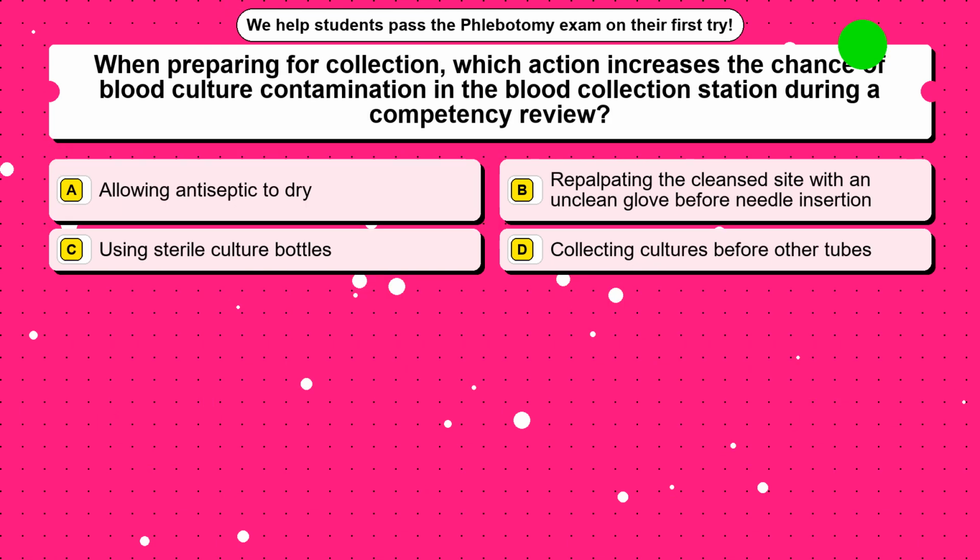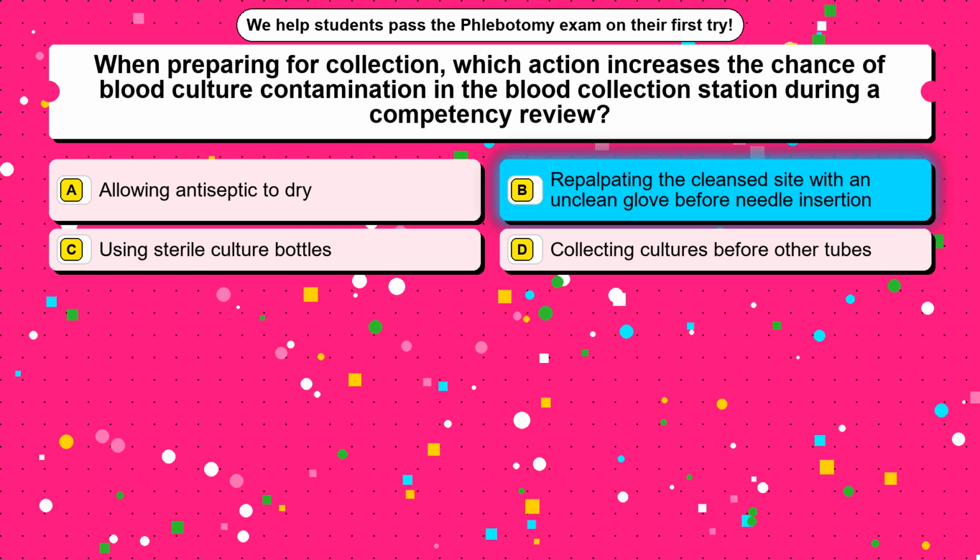Question 84. When preparing for collection, which action increases the chance of blood culture contamination in the blood collection station during a competency review? Option A. Allowing antiseptic to dry. Option B. Repalpating the cleansed site with an unclean glove before needle insertion. Option C. Using sterile culture bottles. Option D. Collecting cultures before other tubes. The correct answer is option B.